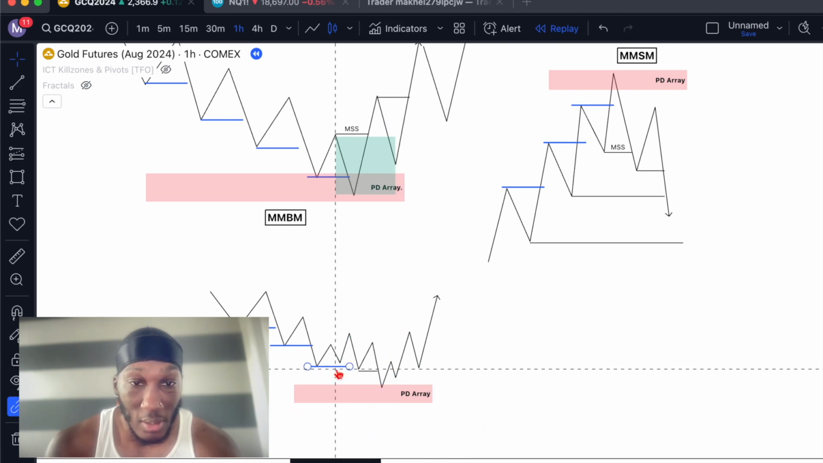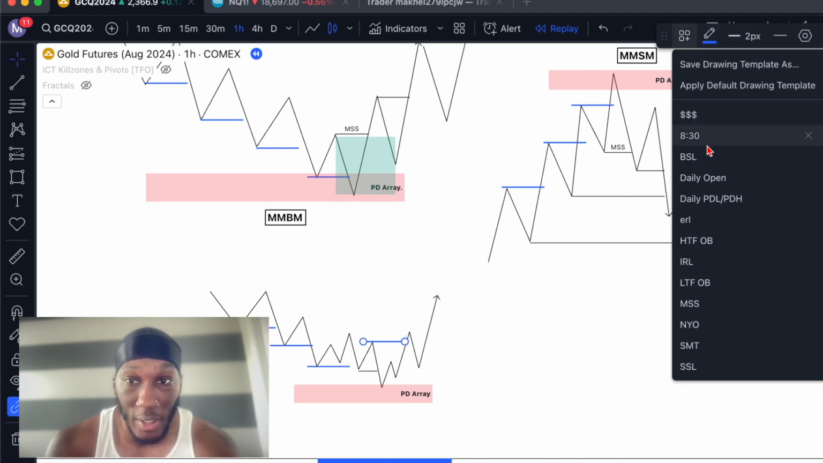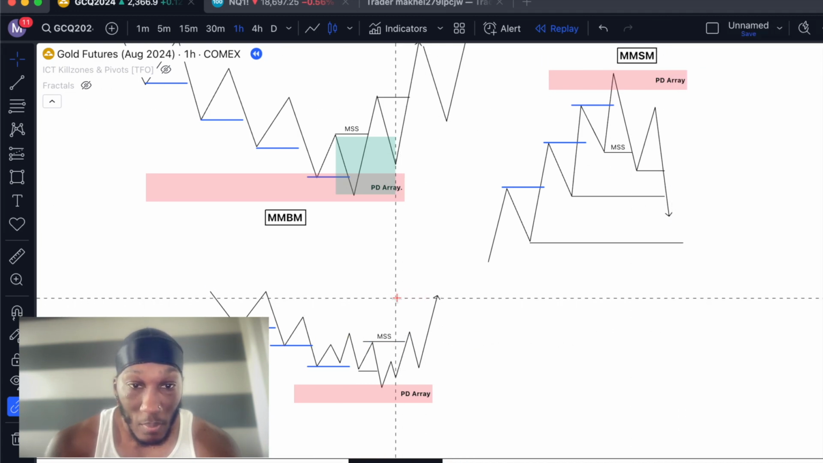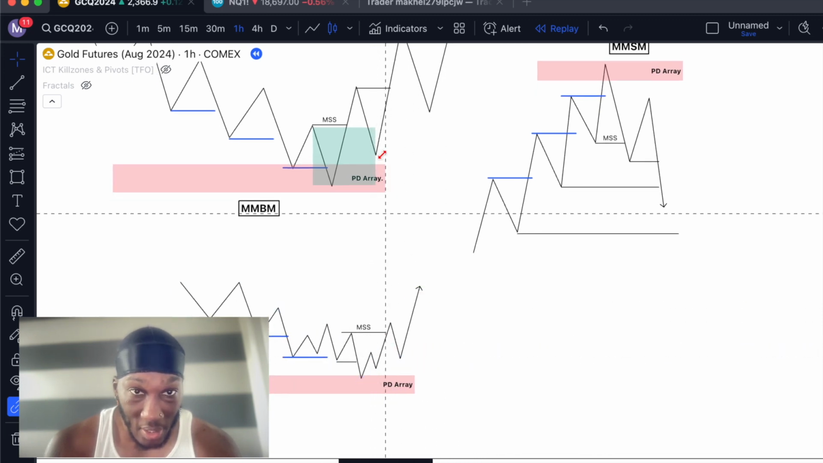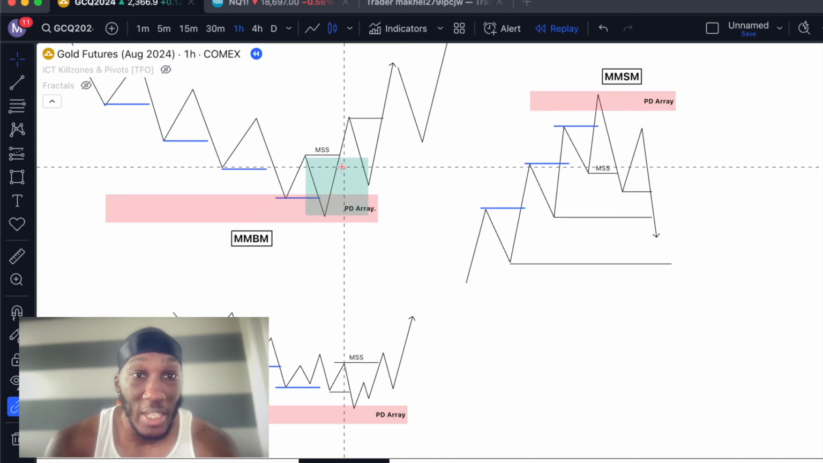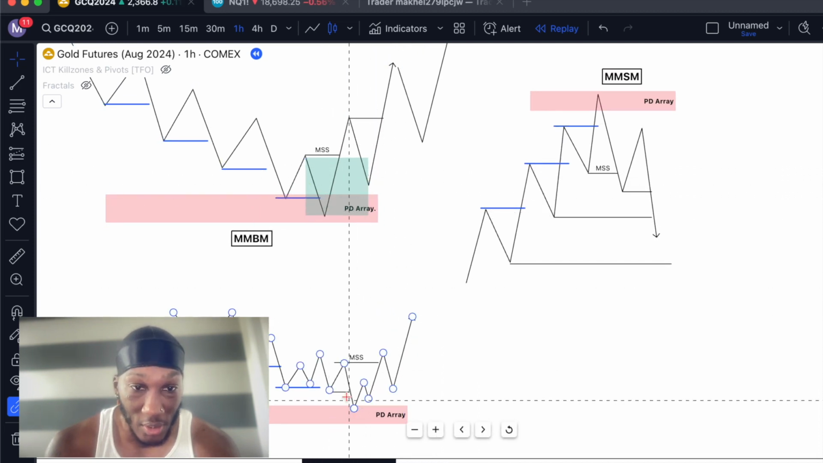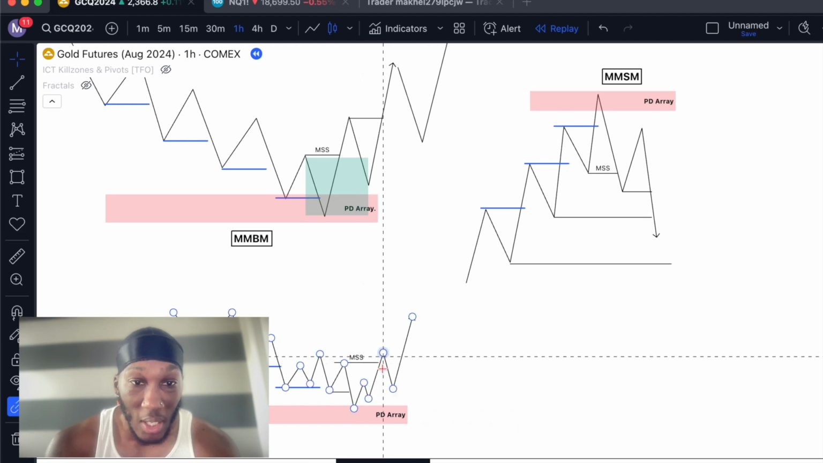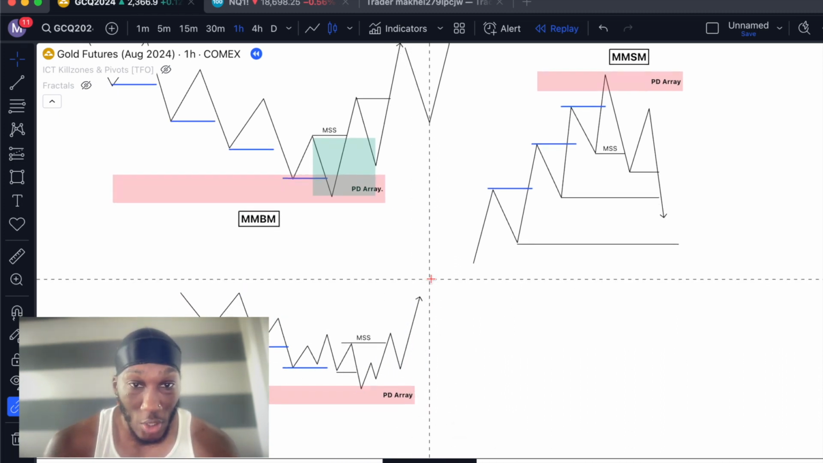So now this is the market structure shift right here. Again, the same thing applies here. There's going to be a PD array in that first leg up. The first leg up right here is the sweep. There's going to be a PD array somewhere in here. This could be a breaker block, fair value gap, order block, same thing. And then target the high.